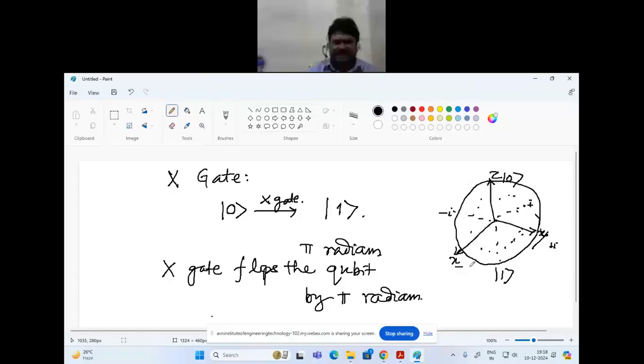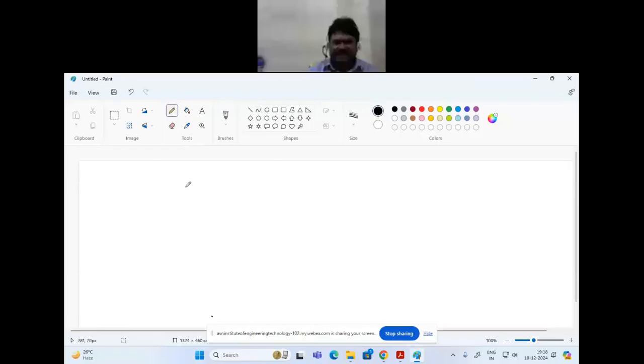So similarly, what does the Y gate do? I'll give you examples so that you see how it is transformed, through matrix form actually. Now the Y gate. The Y gate also transforms, say it was plus i, it becomes minus i, it is also moving 180 degrees, pi radians. So the Y gate also transforms the qubit by pi radians, okay. And the Z gate, what happens here is with the Z gate, around the z-axis you move.